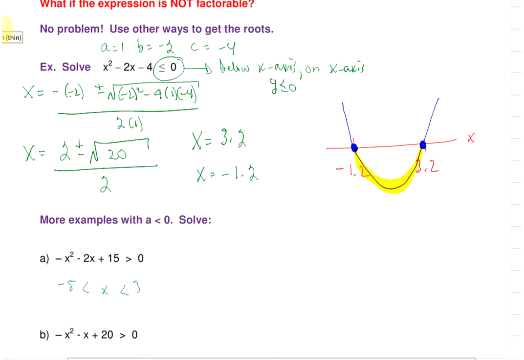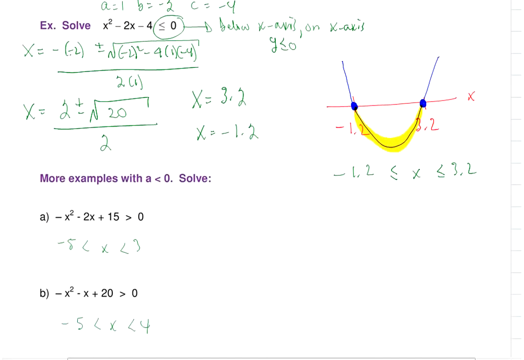And so you can see that we want the values between -1.2 and 3.2. Okay, and don't forget, because our original inequality is less than or equal to, we include equal to in our solution. Okay, there's some practice problems below.